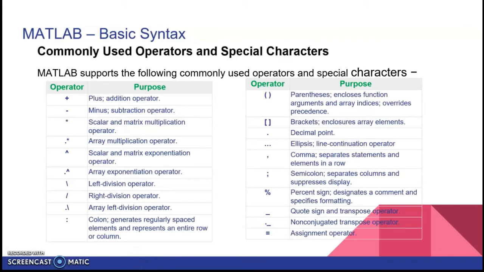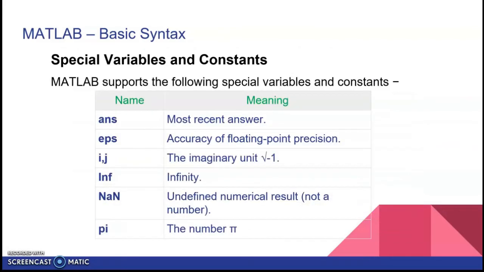Here are some of the commonly used operators and special characters. Matlab supports the following special variables and constants. ans, the most recent answer. eps, accuracy of floating point precision. i or j, the imaginary unit of the square root of -1. Inf for infinity. NaN for undefined numerical result or not a number. Then pi for the number pi.